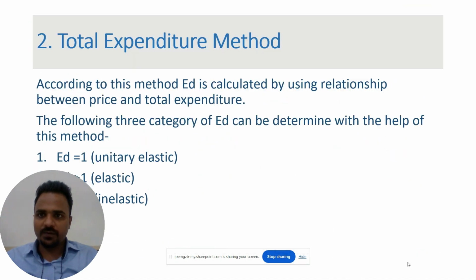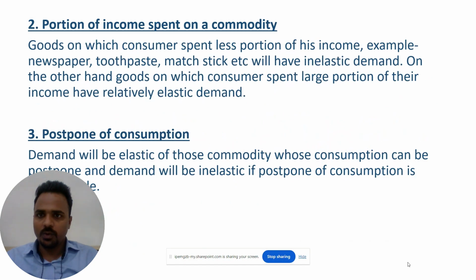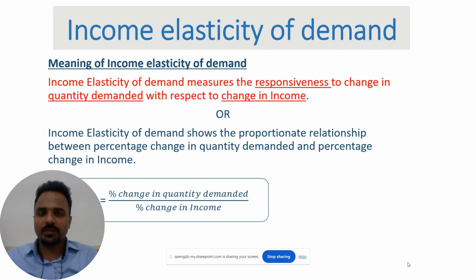Price elasticity we have already discussed. Let's move to the income elasticity. So this is very similar to the price elasticity. The only change here is the factors. In price elasticity of demand, we discussed the meaning: change in demand on account of change in price. When you replace the factor price with income, that is called income elasticity of demand.